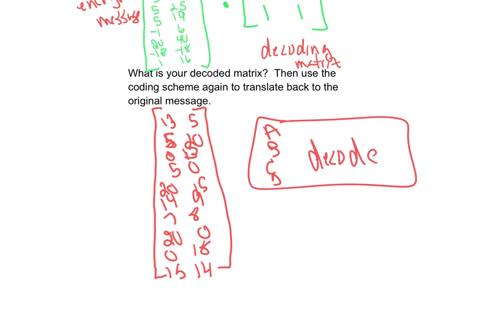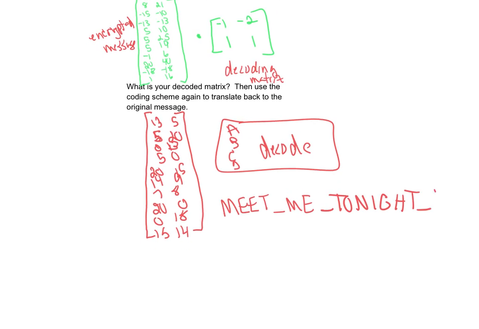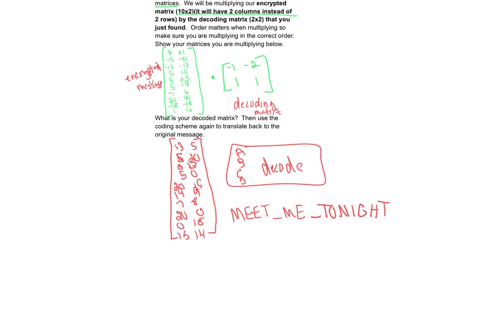And what you should end up with: 13 corresponds to M, 5 and 5 are both E's, 20 is T, space. Meet me tonight, I think there's a space in there, space Ron. And again, these last 4 digits were the ones that we knew that we used to figure out the whole rest of it.